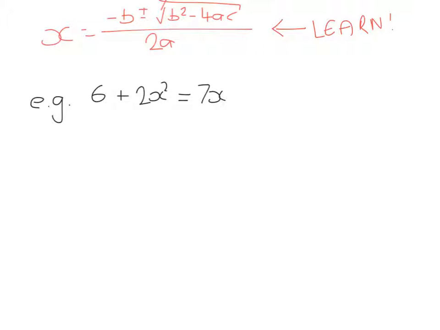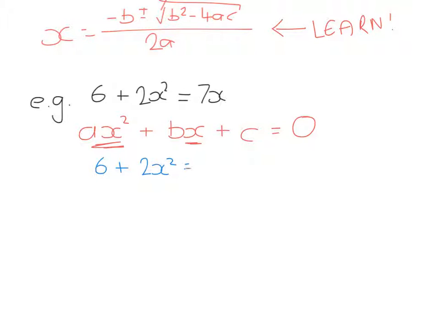Now, the beauty of using the quadratic formula is that we just sub in our numbers into the equation. However, our quadratic equation must be in the right order in order for this to work. It must be, first of all, the x squareds, then the x's, then the number by itself, and it must be equal to 0. If it's not in that order, the first thing you need to do is rearrange it so that it is in that order. So, for my example, 6 plus 2x squared equals 7x.